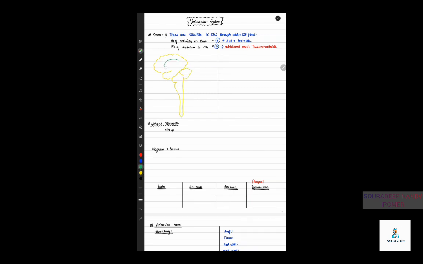Now I am drawing here the overall overview of the ventricles. So here is the lateral ventricle, third and the fourth ventricle, and at the terminal portion of the spinal cord there is the terminal ventricle. Okay. So this is the overview of how the ventricles are present inside the CNS.